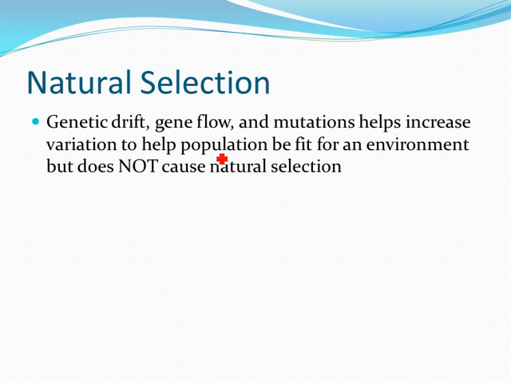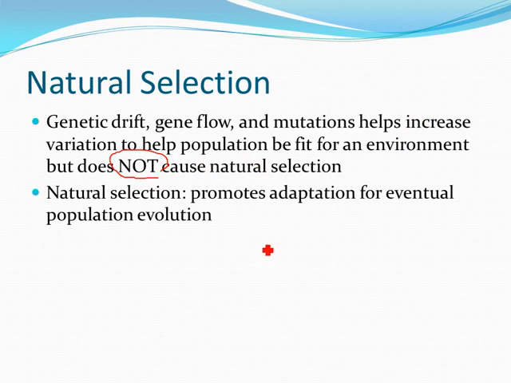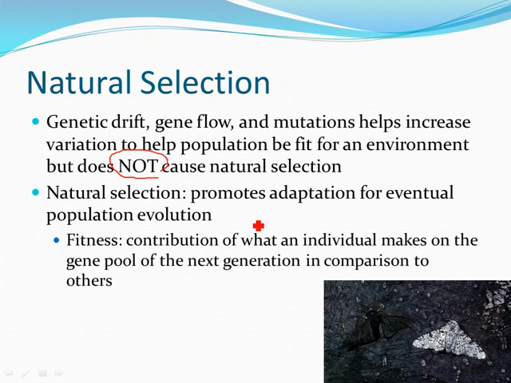Remember how we talked about natural selection? It promotes the adaptability for that particular population to eventually evolve. And this is due to fitness. Fitness is what an individual can contribute to that gene pool. So usually if that individual survives and reproduces, it then contributes its traits to that gene pool so that the next generation can have those traits.